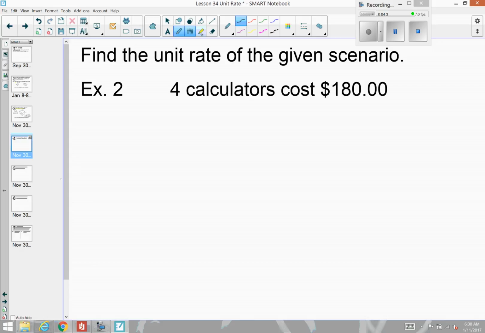Okay, so again, what are we comparing? We're comparing our calculators to the cost in dollars. So again, we want to set it up so we have a proportion. A proportion again is 2 ratios that are equivalent to each other. And since we're doing a unit rate, we know that the denominator of our second ratio has to be 1. So therefore, we're looking for one calculator.